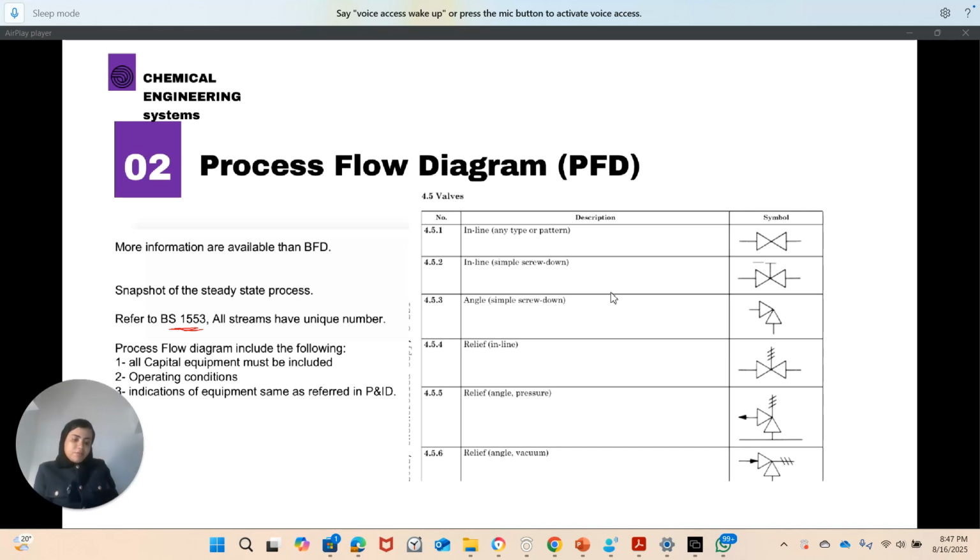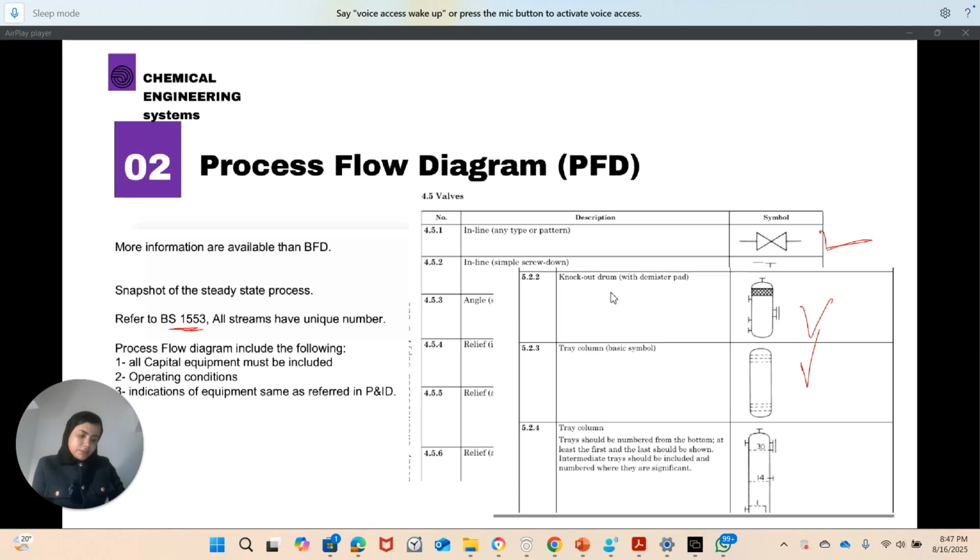And I got this image from there, and it shows you basically some valves. So here at the top you have the inline valve, you have the angle valve, the relief valve, and this is another example where it shows you the knockout drum, and different configurations of tray columns.